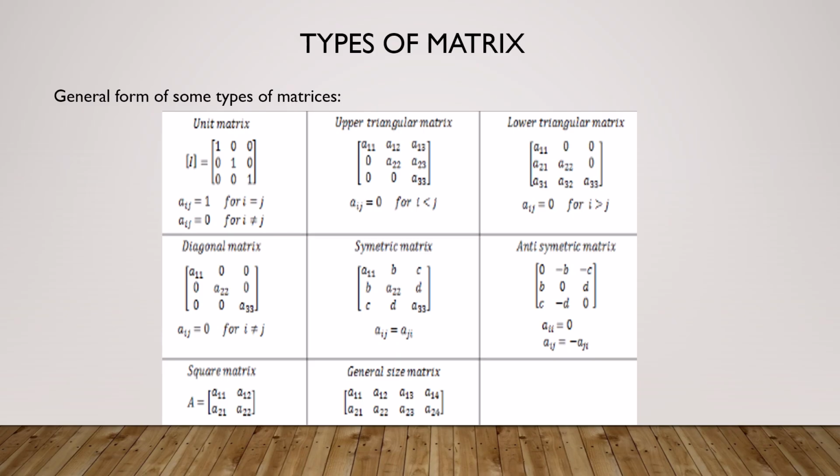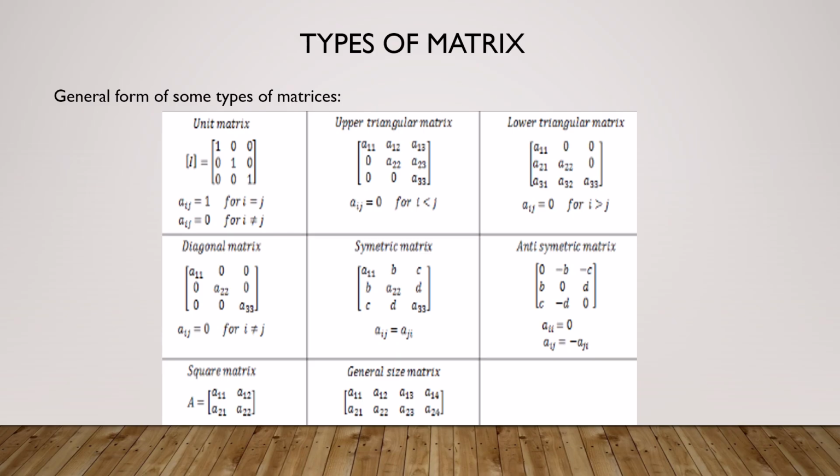Now you can also have upper triangular and lower triangular matrices. Upper triangular matrix means all the elements below the diagonal are 0. That is called upper triangular matrix. And if all the elements above the diagonal are 0, then it is called the lower triangular matrix.